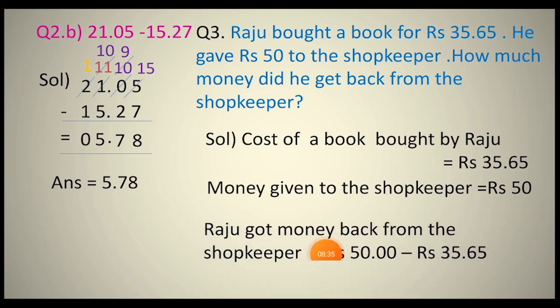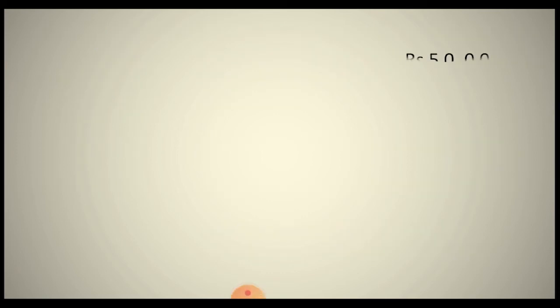So the money Raju got back from the shopkeeper is equal to 50 rupees minus rupees 35.65. We will subtract the money that was the cost of the book from the money which was given to the shopkeeper, the total money. Okay, with the total money we will subtract the cost of the book. So we will arrange first of all, as we have seen in the previous questions, likewise we will arrange this amount also, and from the right hand digit of the decimal places we will do the subtraction.